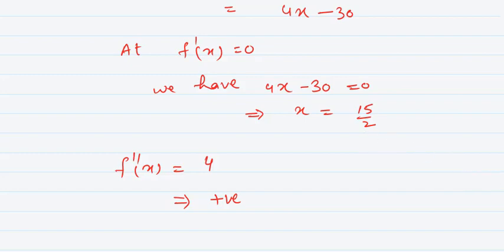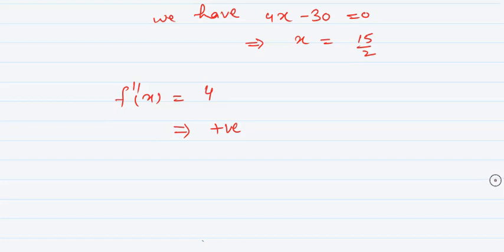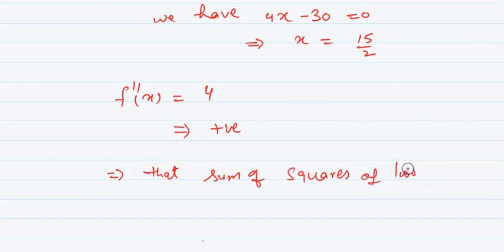We needed to prove that the sum of squares is minimum. So which implies that the sum of squares of two numbers is minimum at x is equal to 15 upon 2.